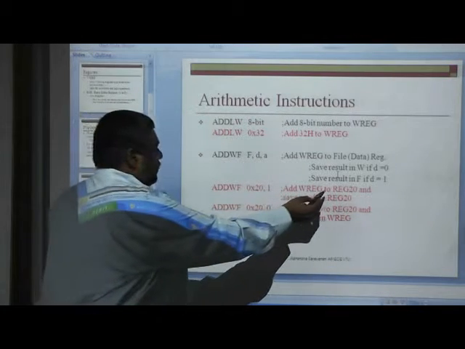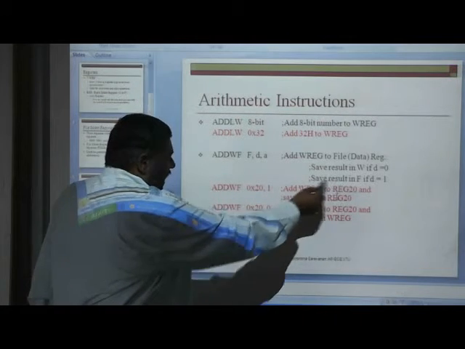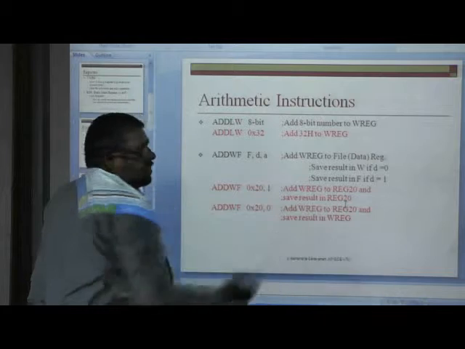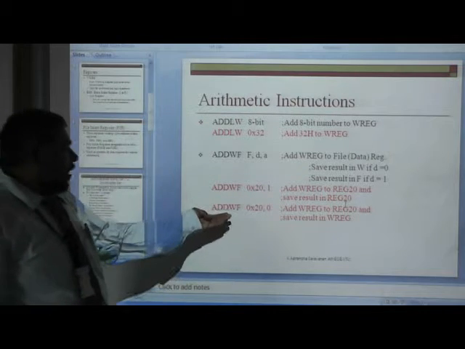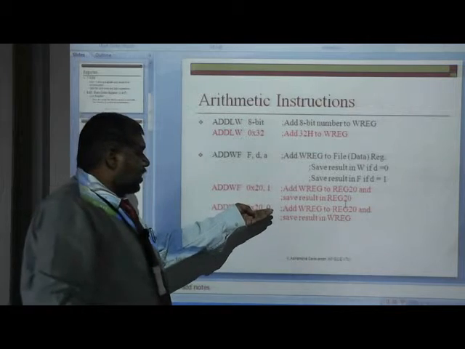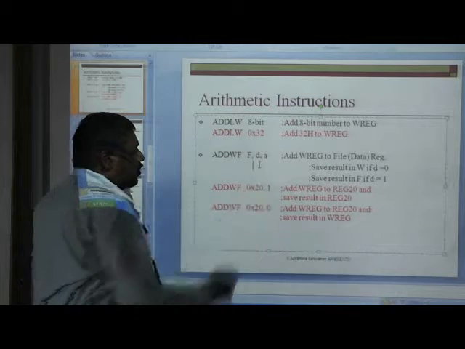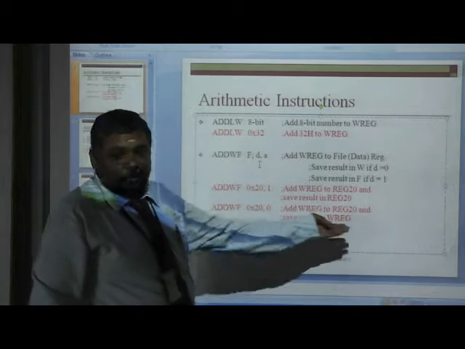Here the content of the W register and the content of register 20 are added and my resultant is stored in register 20. Where ADDWF 020x and 0, if I give D to be 0 or my destination to be 0, here my content is saved in the W register itself.